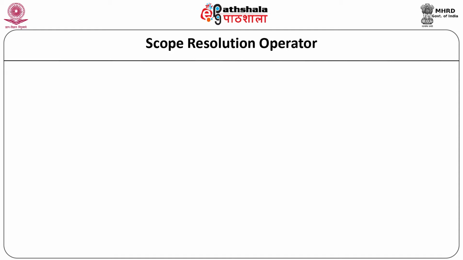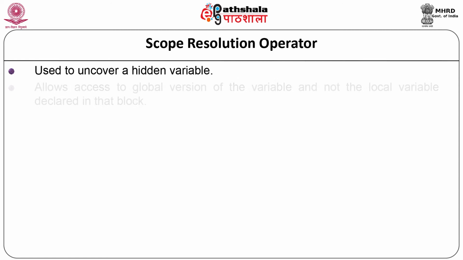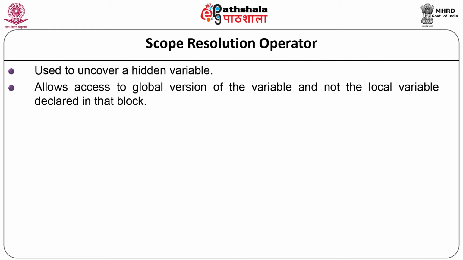But in C++, this problem can be resolved by introducing a new operator, which is called :: and is named the scope resolution operator. It is used to uncover the hidden variable. The scope resolution operator allows access to the global version of the variable and not the local variable declared in that block. It takes the form :: variable name.